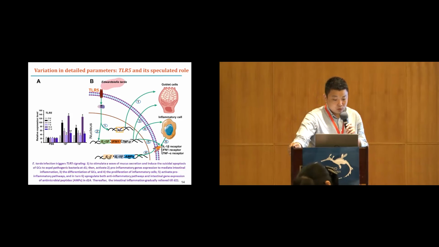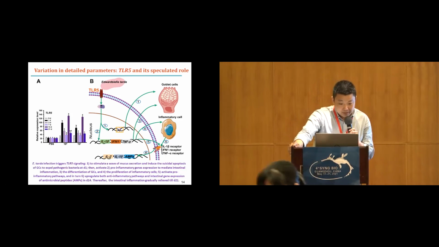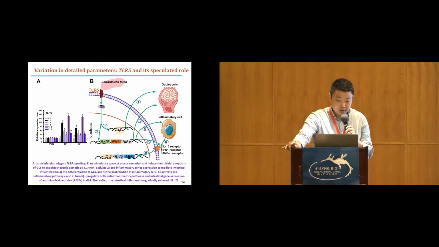Interestingly, we found that TLR5 gene expression is very different from other genes. It significantly rose at D1 and then decreased, and then rose even higher than D1 at D14, and then was restored. So we speculate a key role of TLR5 in mediating the immune response of the host.